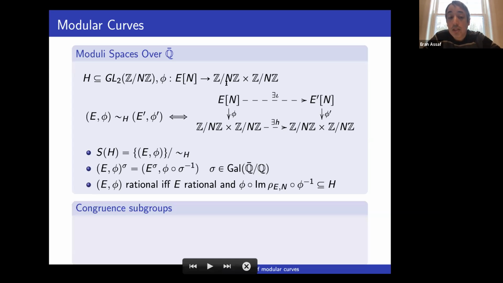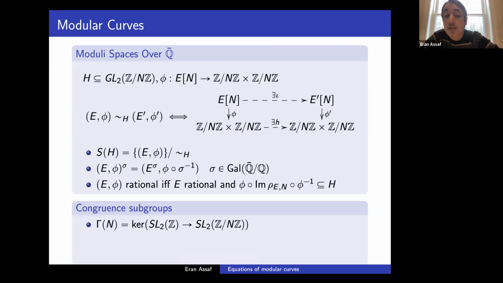And by unfolding the definition, we can see that a point in this moduli space is rational if and only if the elliptic curve is rational and the image of the Galois representation is contained in this subgroup H. Now, if we complexify this moduli space, its complex points are precisely the quotient of the upper half plane by the subgroup corresponding to this H. So we can look at all the 2x2 matrices which, modulo n, have their coordinates live in H.